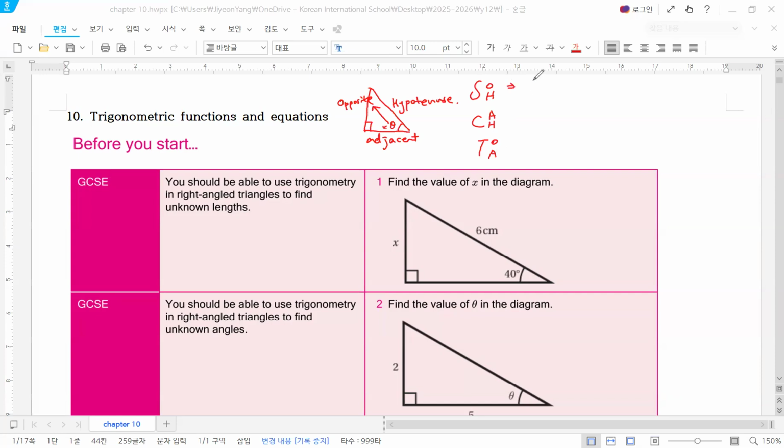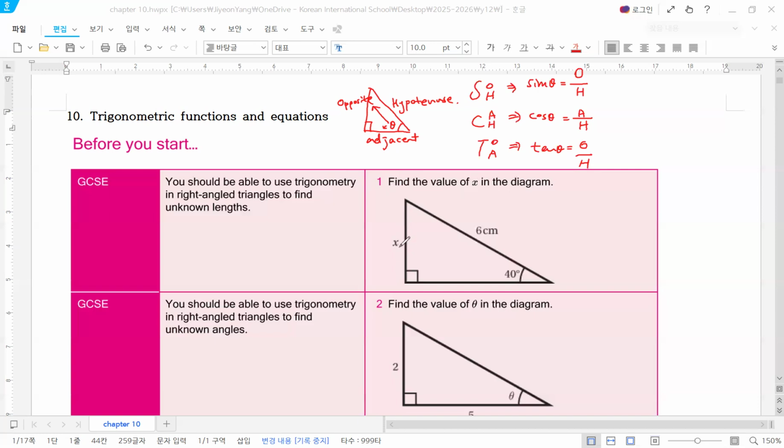So SOH means sine theta is defined as opposite divided by hypotenuse. CAH means cosine theta is defined as adjacent over hypotenuse. TOA means tangent theta can be defined as opposite divided by adjacent. So by using this definition, let's try to solve question number 1 and 2.